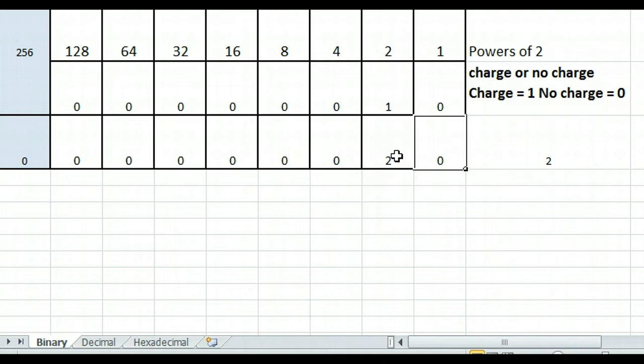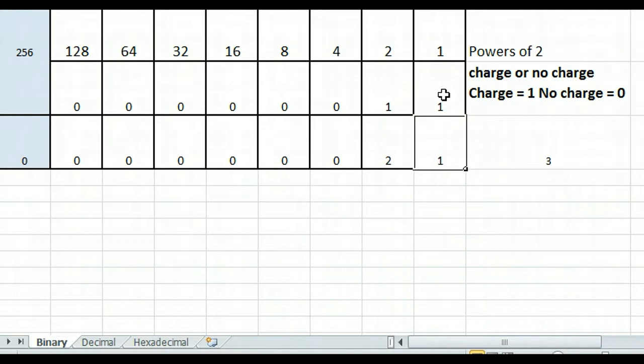And then if I was going to get another stick and I want to represent it by a charge in a capacitor, I would go ahead and put it into this area right here. Alright, so now that is 1 in the ones column, 1 in the twos column. 2 plus 1 is 3. So 3 is my decimal equivalent of 1 and 1.